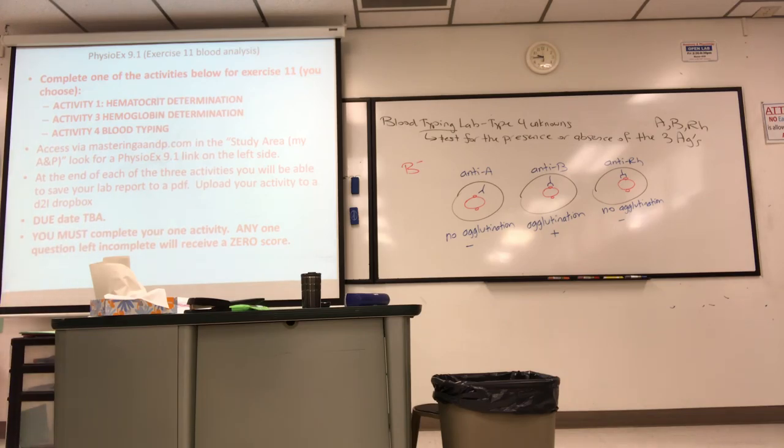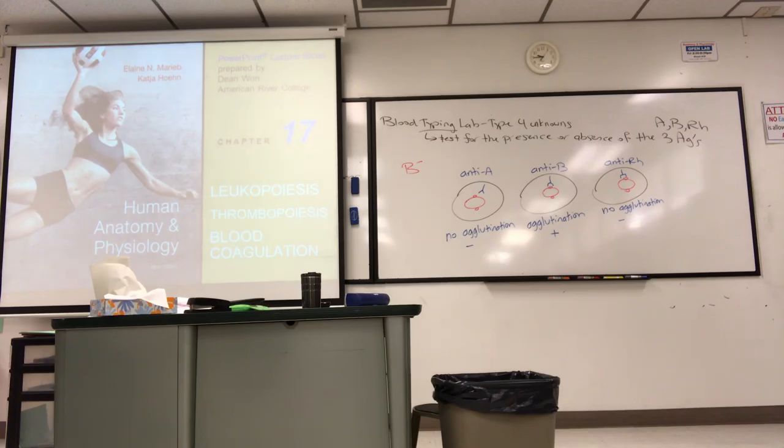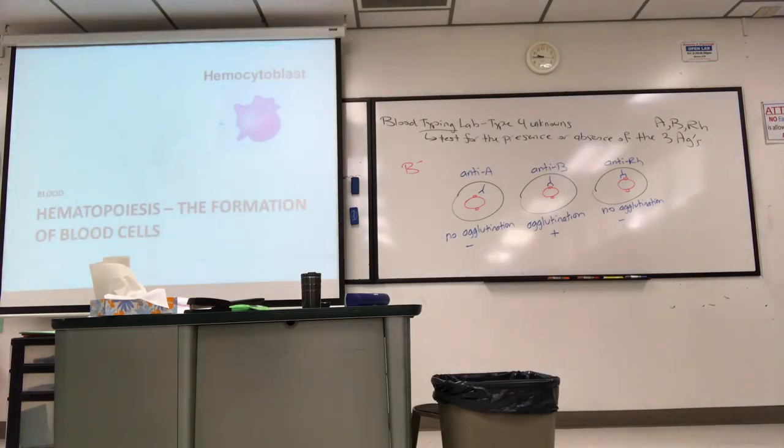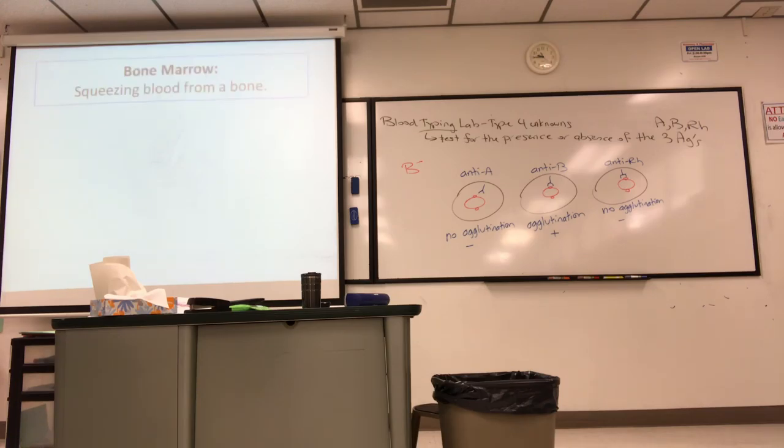But anyways, that concludes the blood typing portion, and I want to go into the next batch of slides. Basically, it's blood coagulation, but I'll also talk about leukapheresis and thrombopheresis. This is the next batch of slides for those of you that have printouts. I talked about the formation of red blood cells, but not the other ones. So let's remember that it's the bone marrow, right? That's what I said. I call it here squeezing blood from a bone.